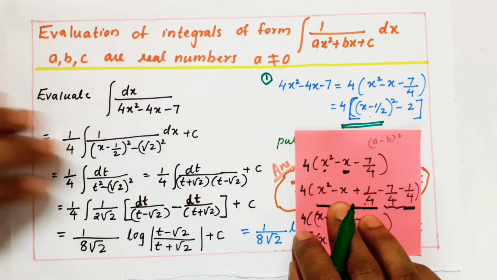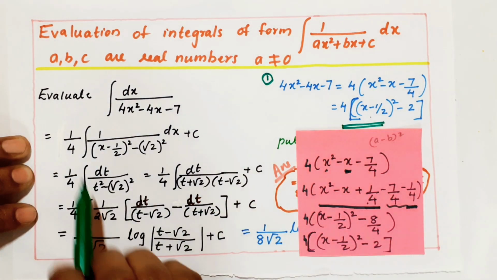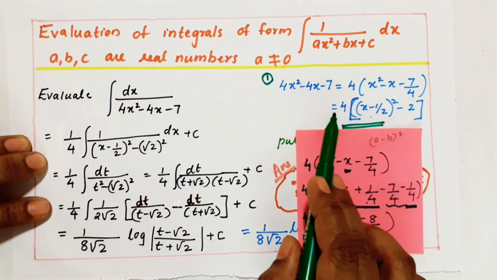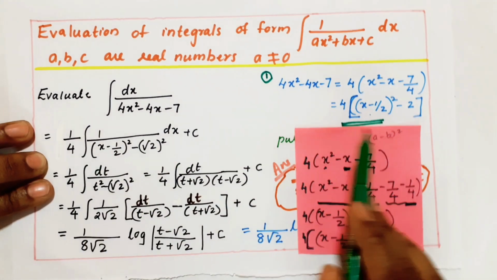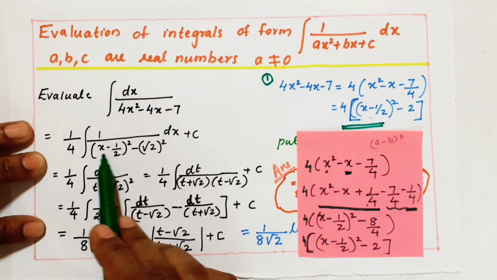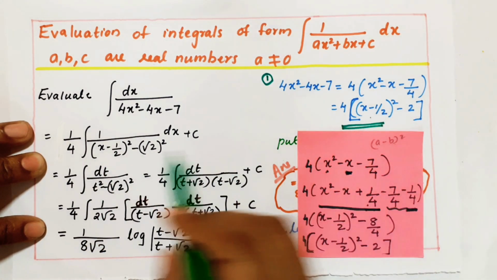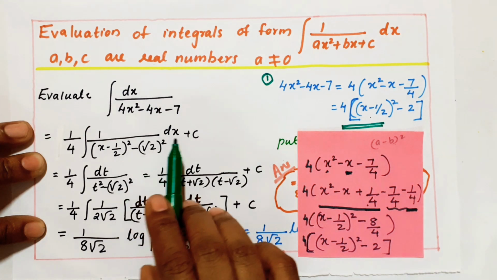Clear? Now, the same term I am writing it here. 1 by 4 integral of, 1 by 4 means this 4. Integral of this term. Which term? X minus 1 by 2 the whole square minus this, instead of 2 I am writing root 2 the whole square dx plus c.